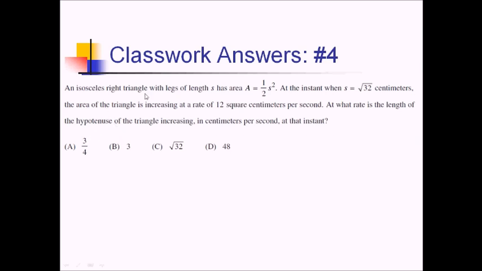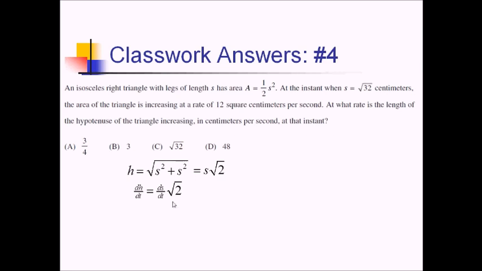Now, since this is an isosceles right triangle and the legs are both s, we can actually use the Pythagorean theorem here. We can say s squared plus s squared equals h squared, so then h equals the square root of s squared plus s squared. Or, if we add these together, this is the square root of 2s squared, which we can simplify to s radical 2. So h equals s radical 2. That's our formula that ties things together. Implicitly differentiating this now with respect to time, we've got dH over dt equals ds over dt radical 2.